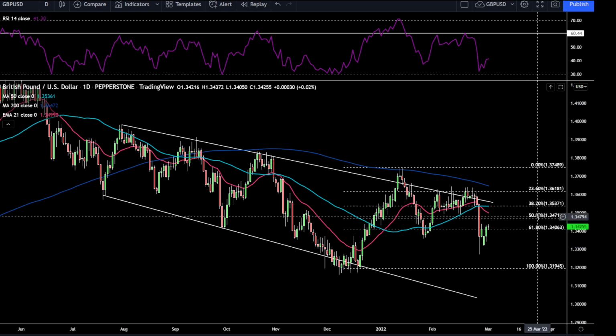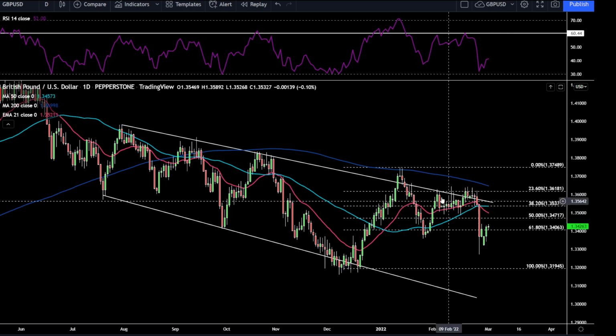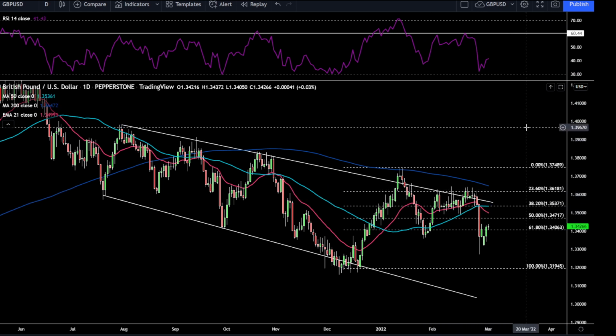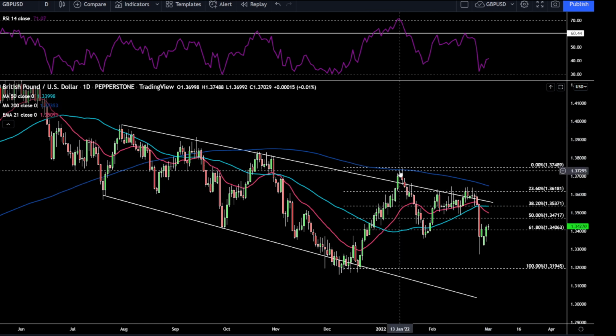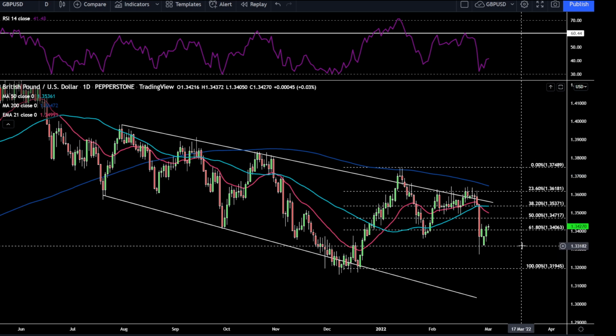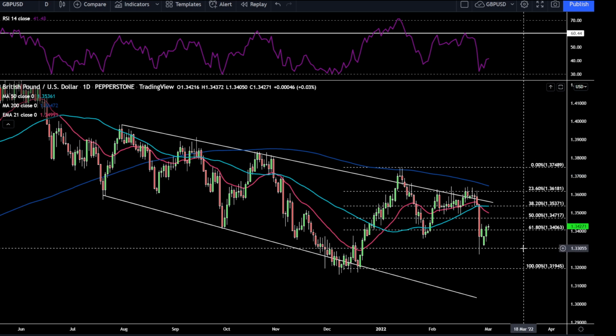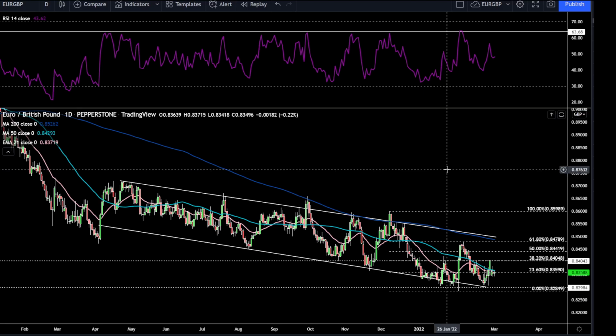Targets-wise, the 50% Fib and the 38 around the 50-day simple moving average, as well as the downtrend line of that descending channel, will be key. And then above there, we've obviously got the 200-day simple moving average. Price bounced off it once before and rolled over from it once before. On the downside, a retest of those lows and around the round number at about 1.33 would be a good level, important to monitor. Let's move on to EURGBP.